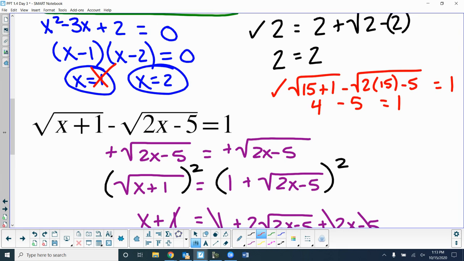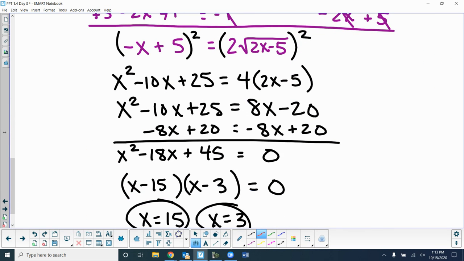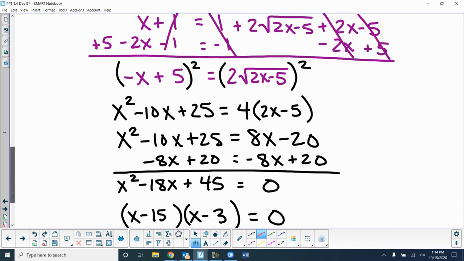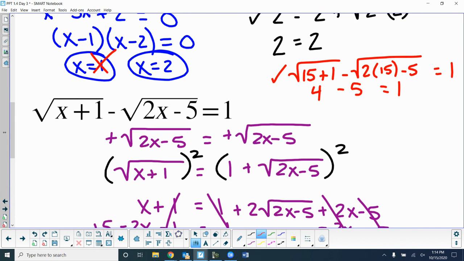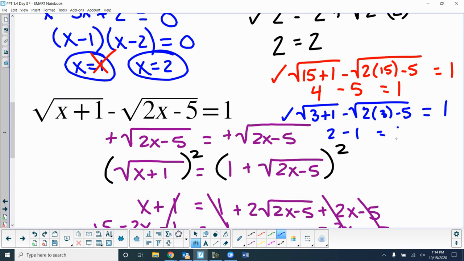No. It's negative 1, right? So, is 15 a good answer? No. All right, let's try the 3. 3 is probably going to work, but let's check it. So 3 plus 1 minus 2 times 3 minus 5 equals 1. So what's 3 plus 1? 4, square root, 2. 6 minus 5, square root of 1. 2 minus 1, 1. Yeah, that worked, right?